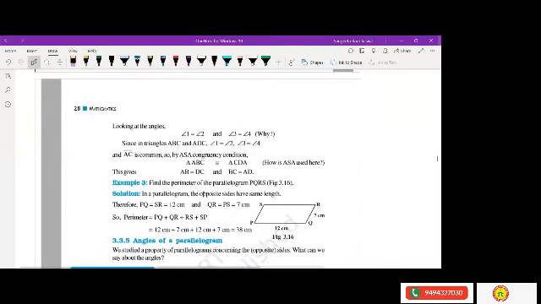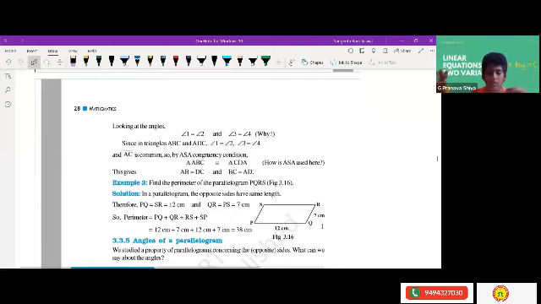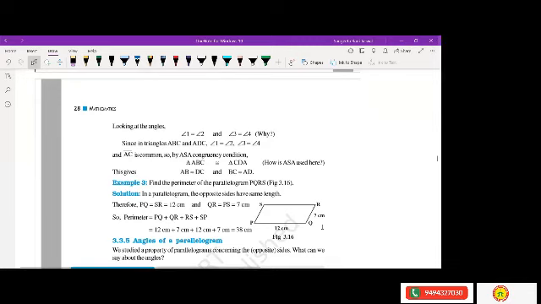Let's see this. Find the perimeter of a parallelogram. PQRS is a parallelogram given. Can you find the perimeter of this parallelogram? What is the perimeter? As it is a parallelogram, the opposite sides are equal. So the length will be.